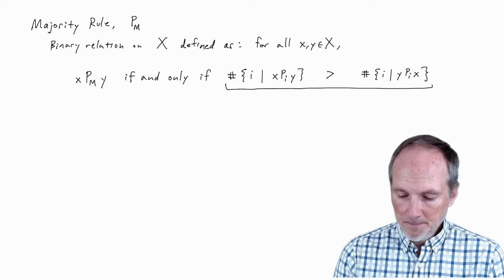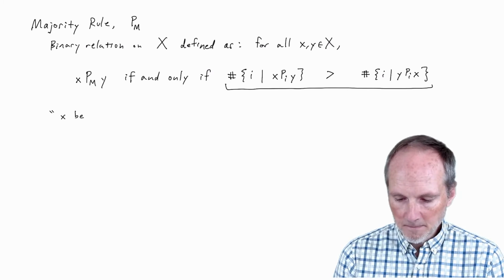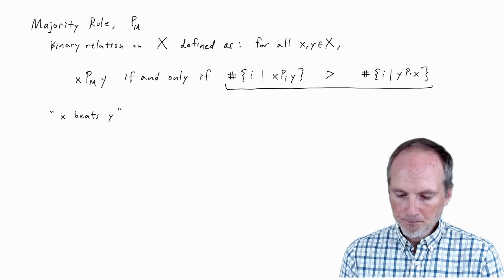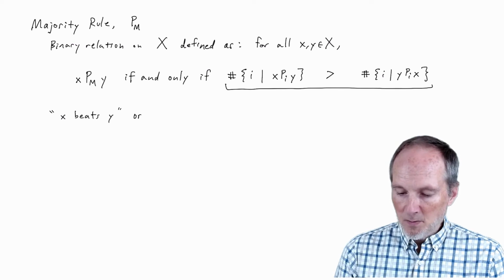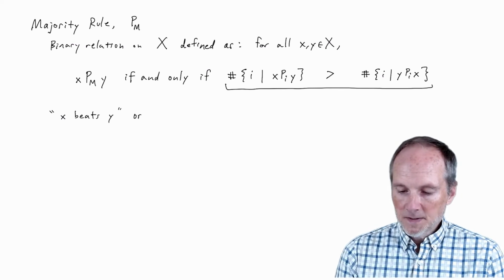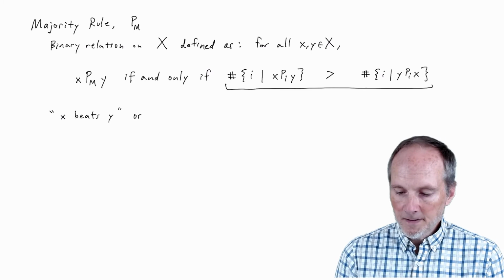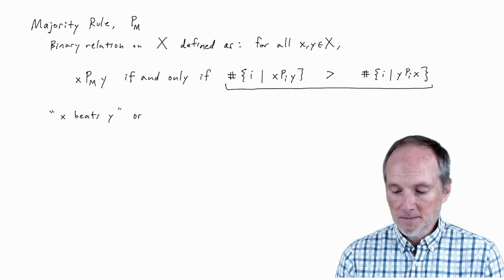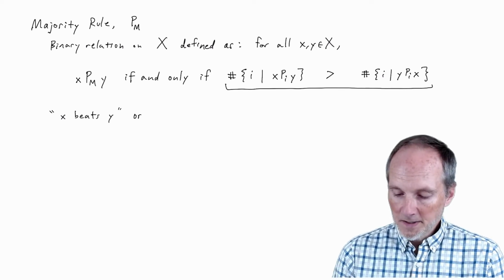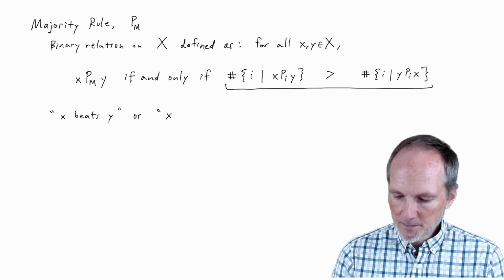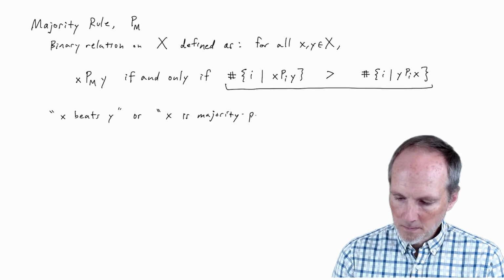In terms of terminology, when this holds, we can say that x beats y. That's normal to say that, I suppose. But this majority relation we're defining has some similarities to a preference relation, but it's not a preference of a particular individual. It's a preference of the group. And so we might say that x is majority preferred to y.